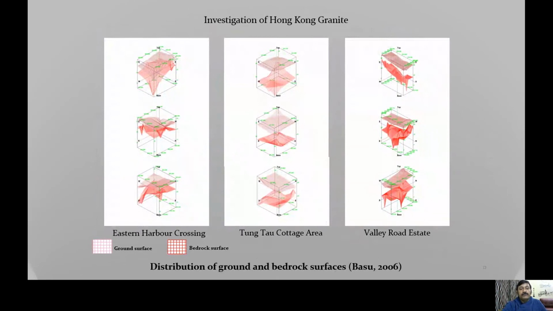This is the distribution of ground and bedrock surfaces at these three different sites, and as it depicts, the variation of the depth of the bedrock appearance is quite different at three different sites, which is dominantly controlled by the different discontinuities.